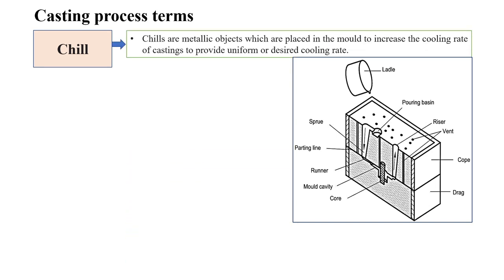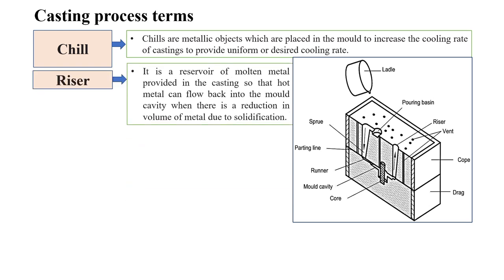Chills. Chills are metallic objects which are placed in the mold to increase the cooling rate of the casting, to provide a uniform or desired cooling rate. Chills are also applied to achieve directional solidification.